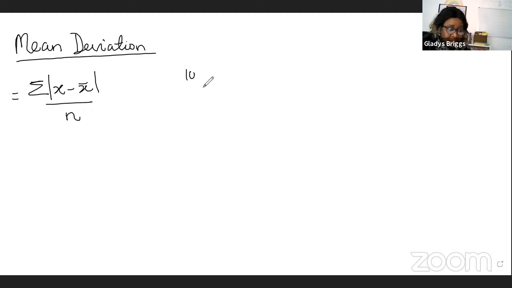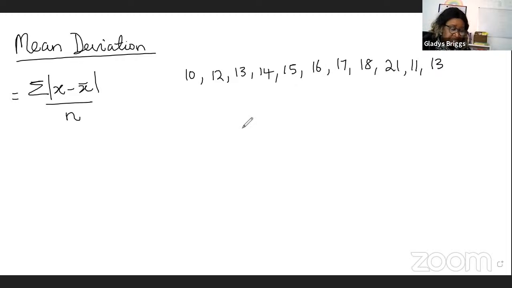then 10, 12, 13, 14, 15, 16, 17, 18, 21, 11, and 13. Yeah. The first thing I'm going to calculate is the mean. Okay. X bar is equal to, you add them all up and divide by the number of data. Sigma x divided by n. Okay. So add them all up. 10 plus 12 plus, put them into your calculator and divide by 11. I think it's 11 of them. And let me know what you get.